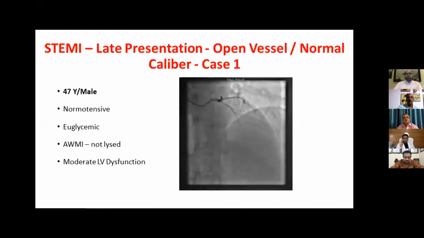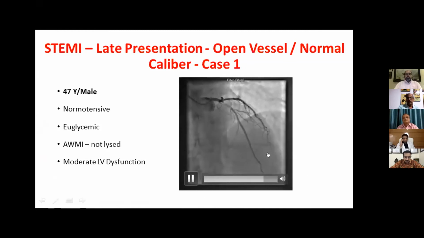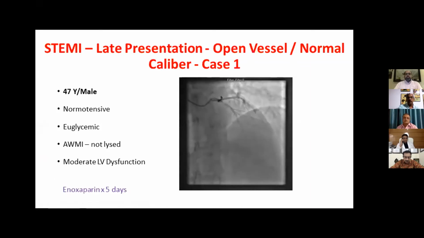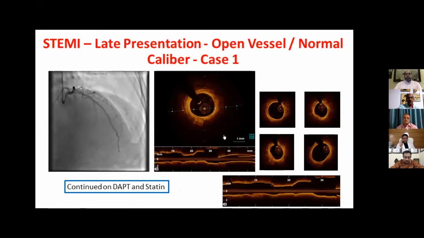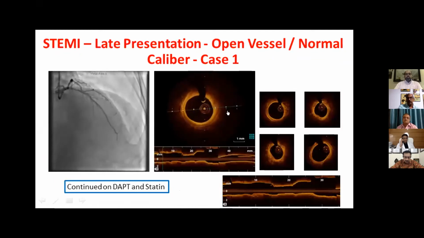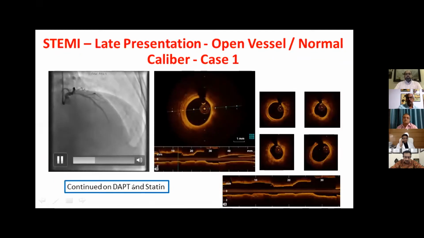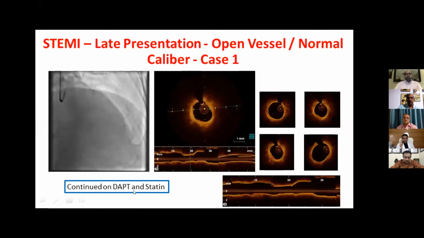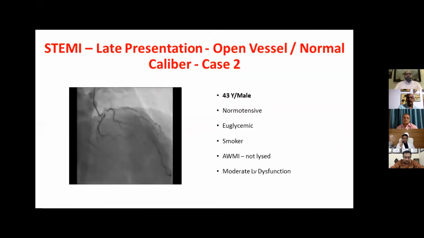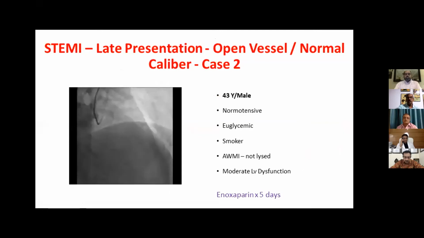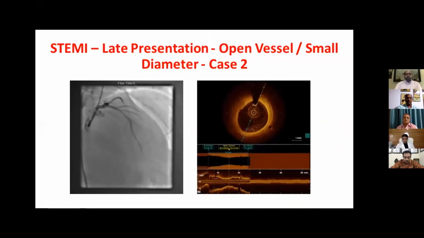And these are some dangerous patients, late presentation patients who create a lot of problems on the table, who are not lysed, come to our table, and you can see that again a vessel with thrombus. We just put them on dual antiplatelet therapy and statins, and we clear the vessel out. So there are multiple cases like this we have, which I want to show you.